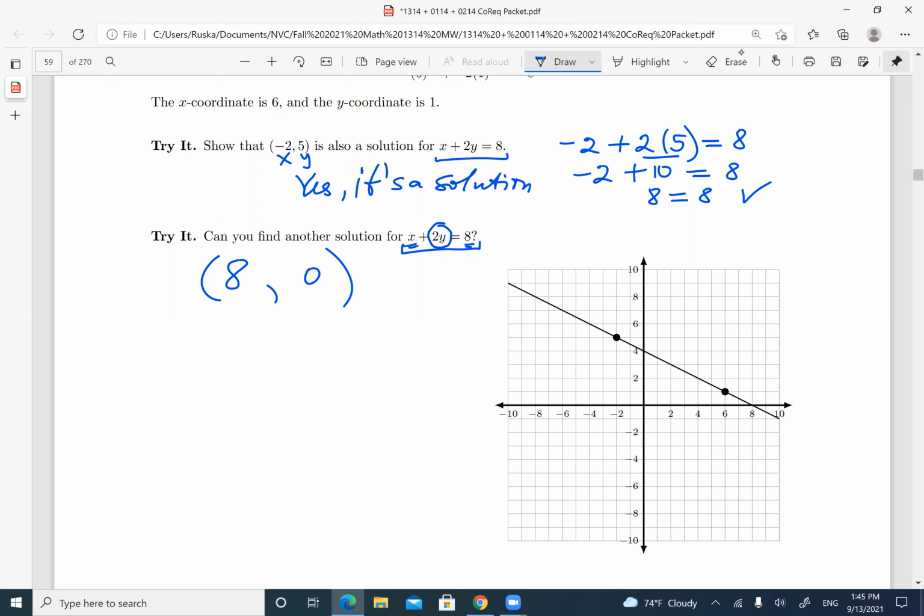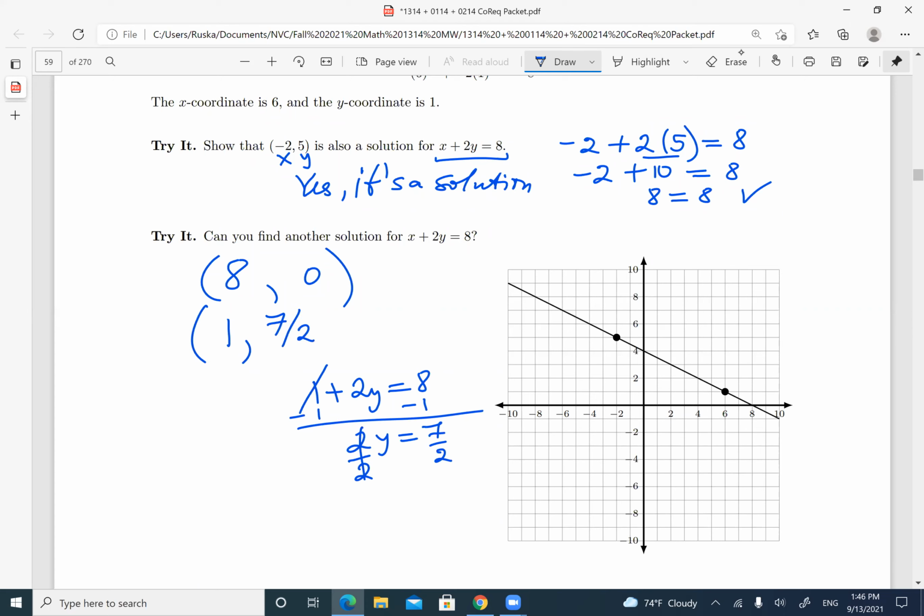You can get another one. You can pick whatever other number you want. You can put x as 1. There are many solutions to this equation. If I replace x with 1 in the same equation, I have 1 plus 2y equals 8. I subtract 1 from both sides and have 2y equals 7, then divide by 2 to get y by itself. So (1, 7/2) is another solution. Make sense? There are many solutions to this equation.